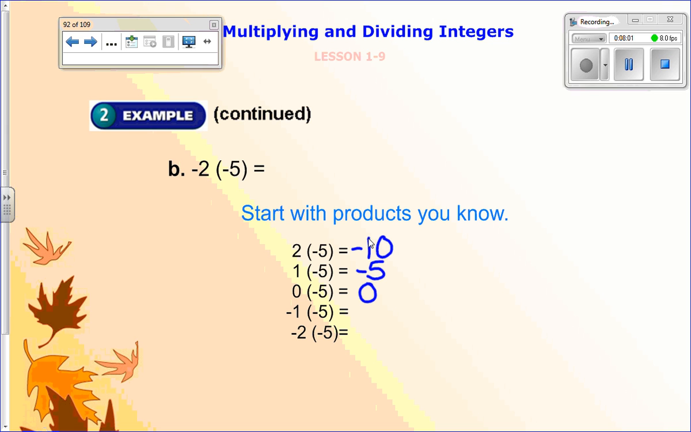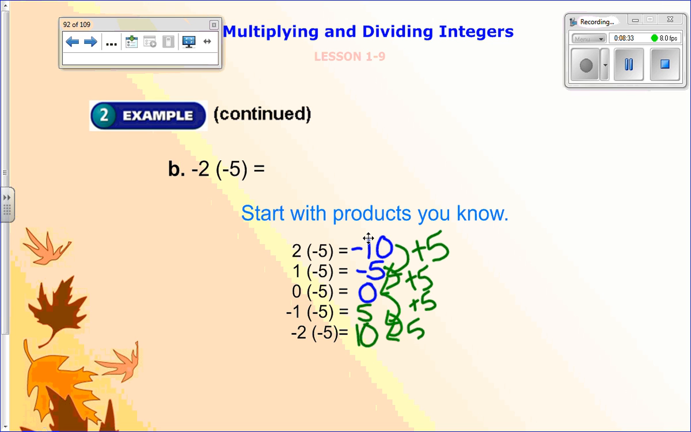So again, you can stop here and take a look at what's happening each time. If I'm at negative 10 and I go to negative 5, I'm getting closer to 0. I'm adding. So here, I'm adding 5. Then to get from negative 5 to 0, I add 5. And that pattern continues. So negative 1 times a negative 5, if I add 5 to it, 0 plus 5 is 5. I do it one more time. Negative 2 times negative 5 is 10.